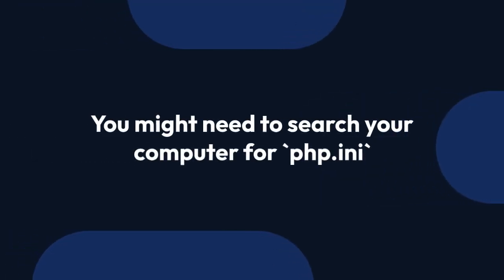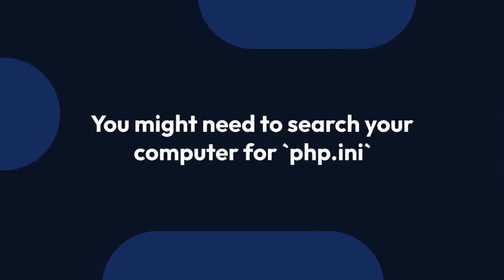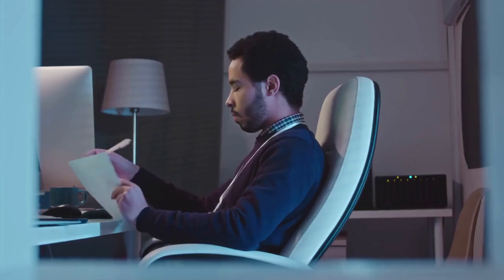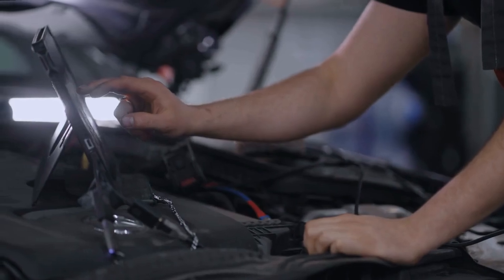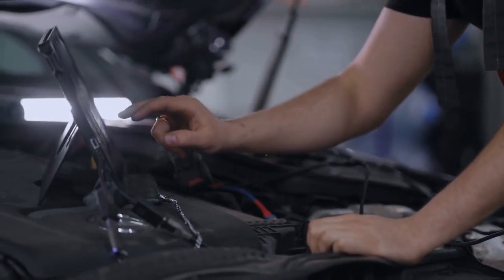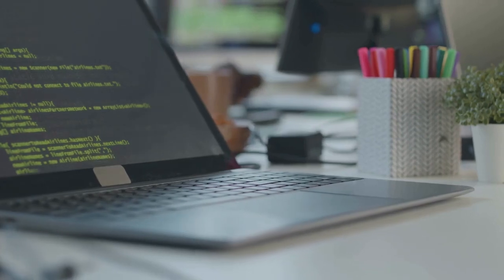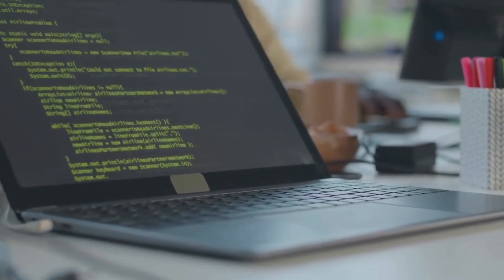You might need to search your computer for 'php.ini'. There might be multiple 'php.ini' files. You want the one that's actually being used by your Apache server. You can determine this by looking at your phpinfo output, which you can generate by creating a simple 'phpinfo.php' file with just the phpinfo line in it and accessing it via your web browser.